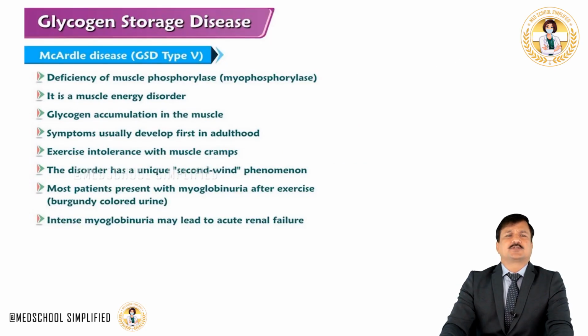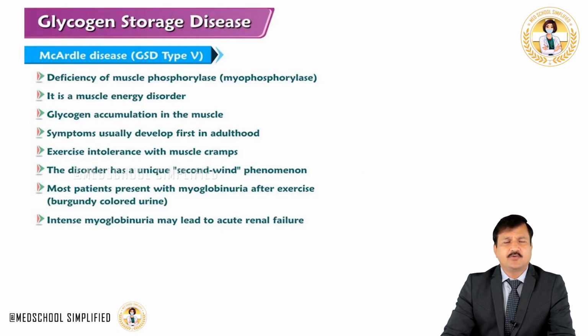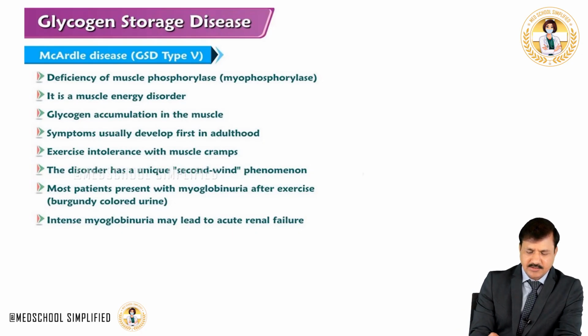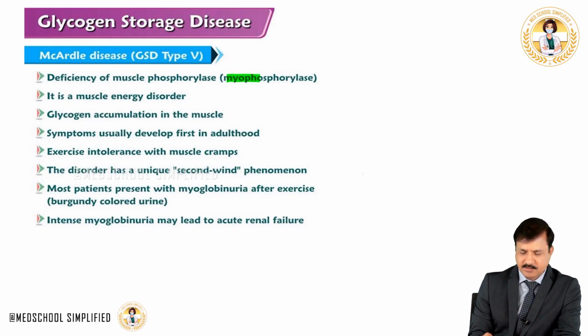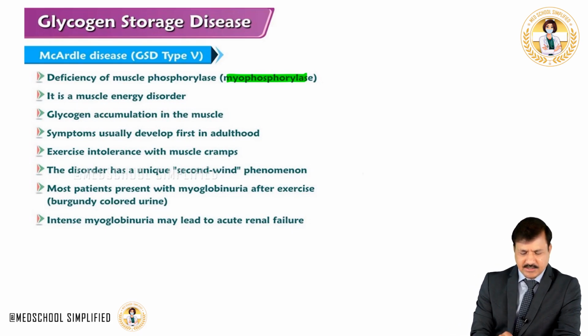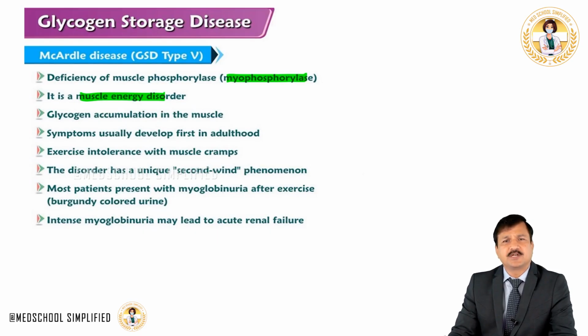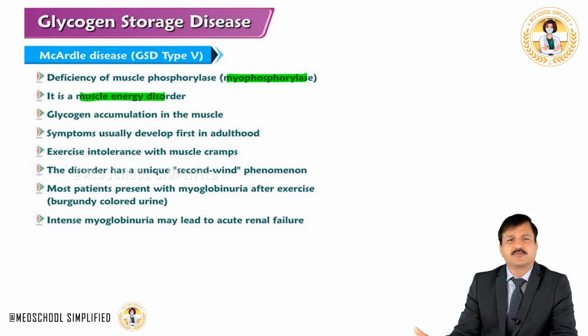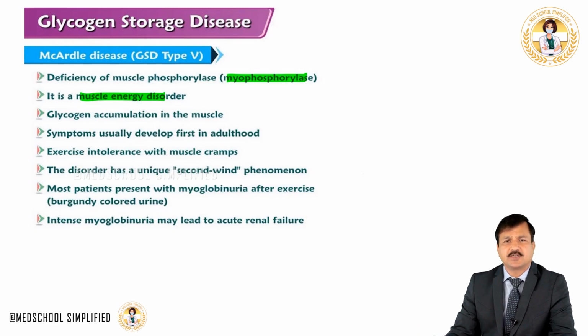Alright, now let's get into the next glycogen storage disease, that is type 5, which is called McArdle's disease. Now McArdle's disease is because of deficiency of muscle glycogen phosphorylase, which is also called myophosphorylase enzyme. This is a muscle energy disorder because the enzyme that is deficient is specific to muscle tissue. So the tissue that is affected here is the skeletal muscle.